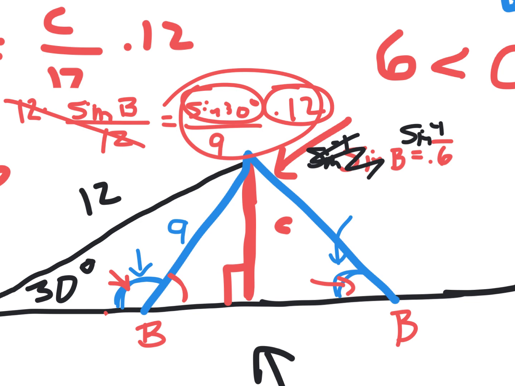I got 41.8. Raise your hand if yours would have rounded to 41.8. Okay, awesome. Do you get that that couldn't possibly be the big one here? Because 41 degrees, that makes no sense. It's bigger than 90, so that's this one. And then this one must also be 41.8. And then subtract from 180. 138.2 is correct.